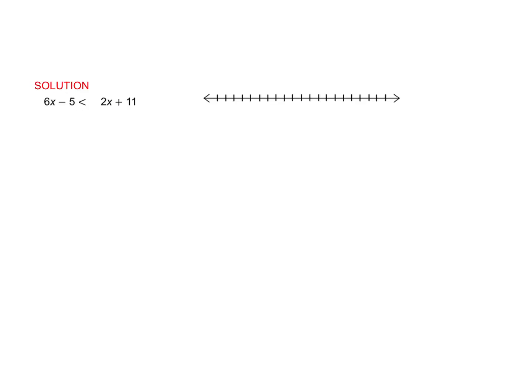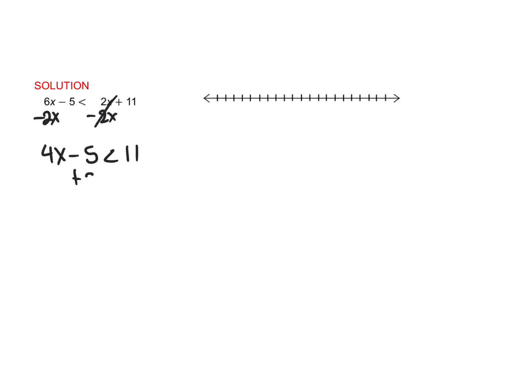So to be able to solve for this one, you want to make sure all the x's are on one side and all of the constants are on the other. I would personally recommend to always have the x on the left. So I'm going to go ahead and subtract the 2x on both sides. And 6x minus 2x is 4x, minus 5 is less than 11.